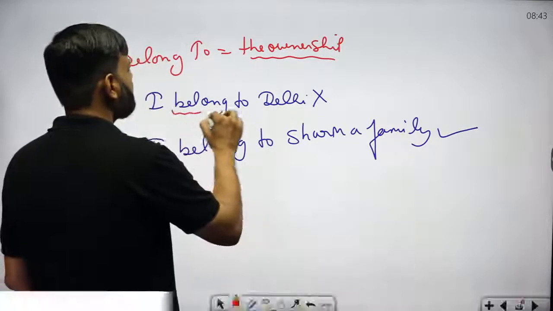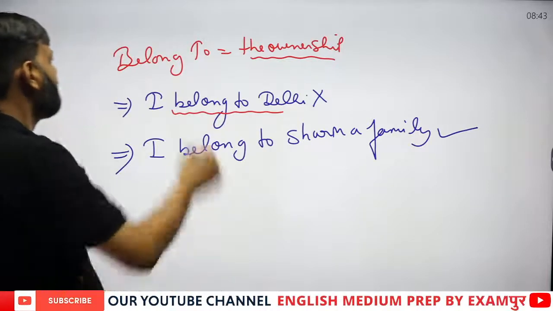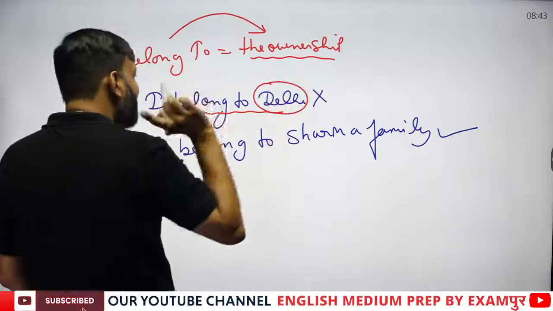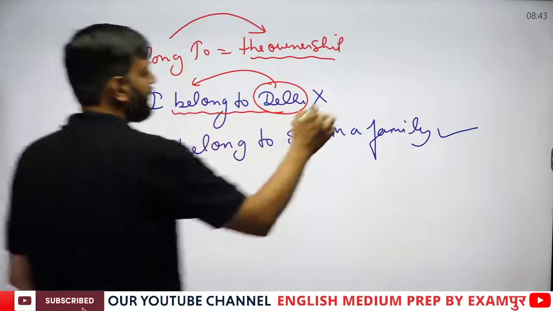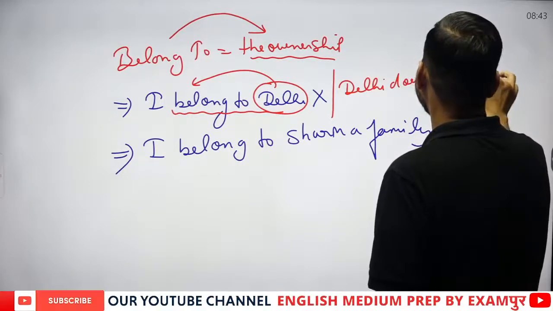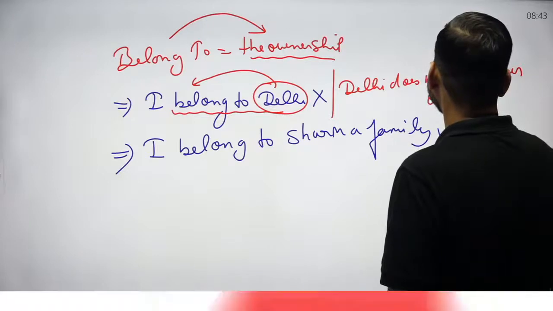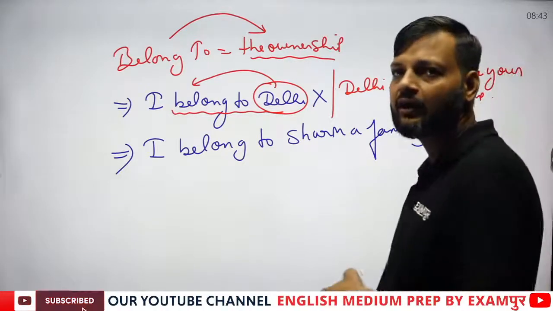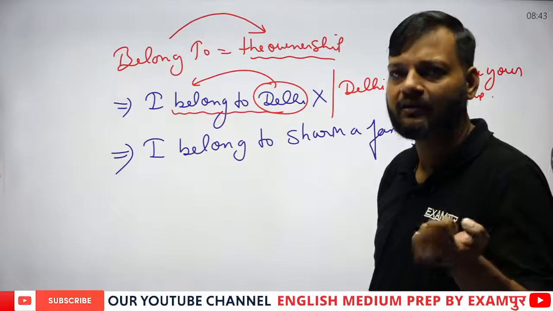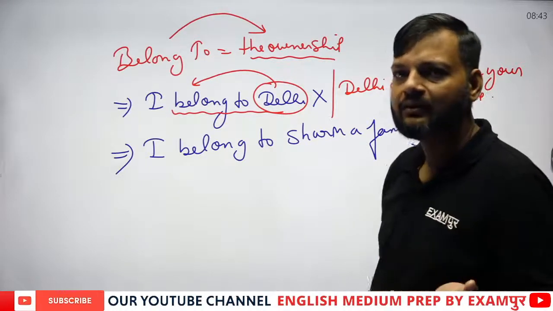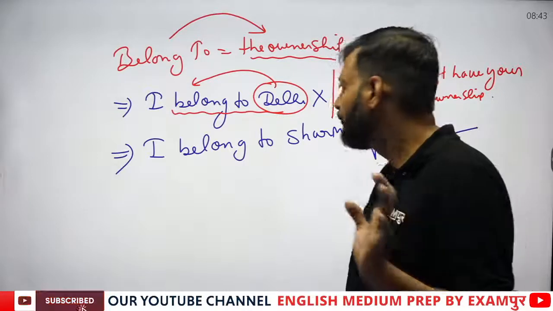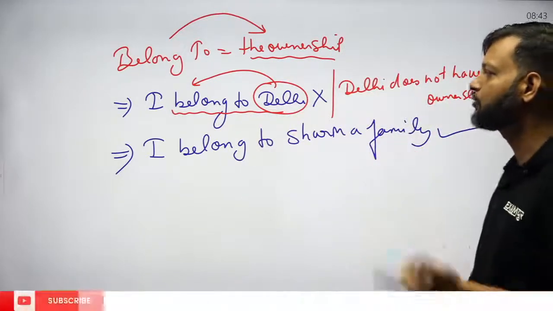Why is this sentence wrong? Because belong to means ownership, and Delhi does not have your ownership. Delhi is not your owner. You understand the word owner? Delhi is just a state or a city. New Delhi is the capital, Delhi is the state. So Delhi is not your owner, and belong to means owner. We often speak this way, I belong to Delhi, but this is wrong.